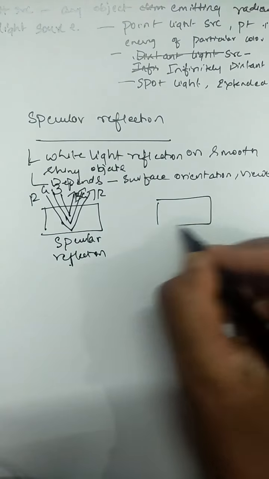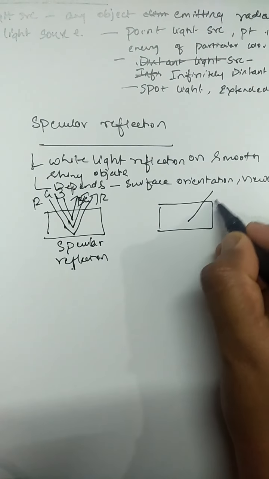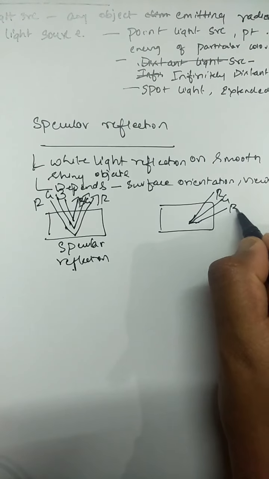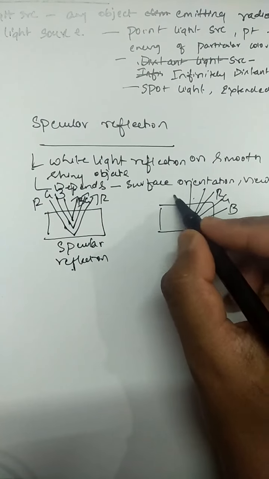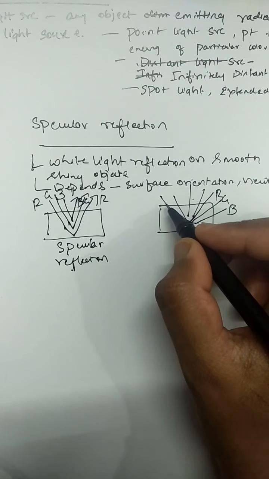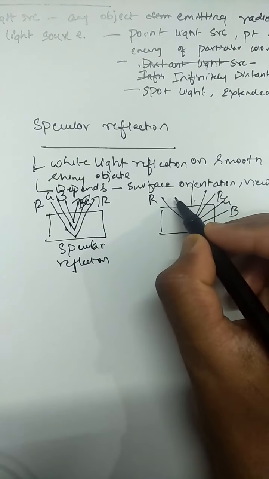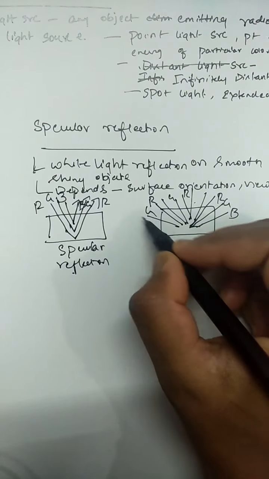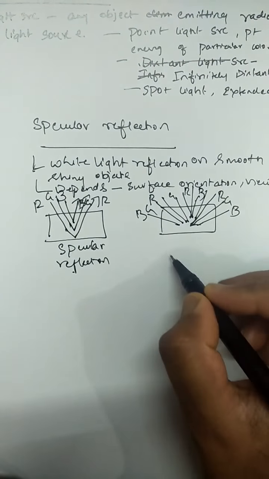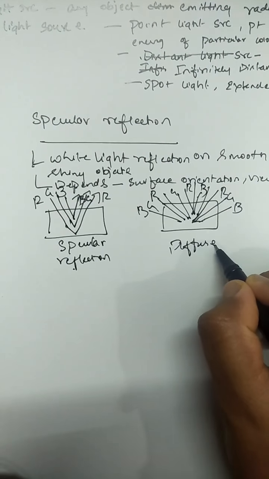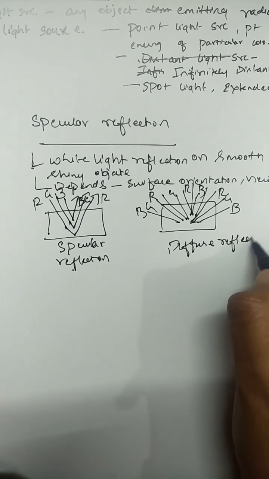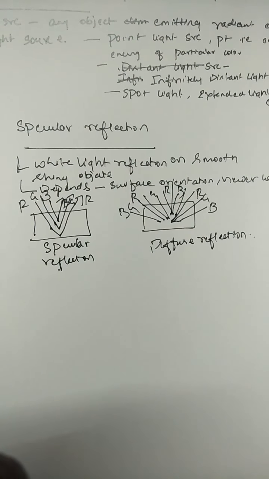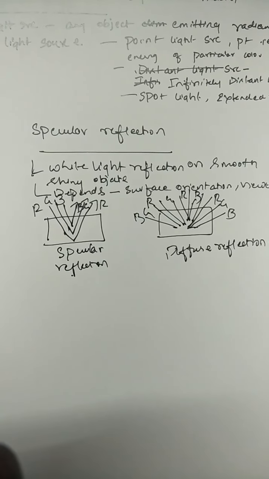Whereas with respect to diffuse, light falling on this, R, G and B, gets diffused in all directions equally. This is with respect to diffuse reflection. As we are seeing, diffuse reflection could be any rough objects, grainy, clay, soil or any fabric.